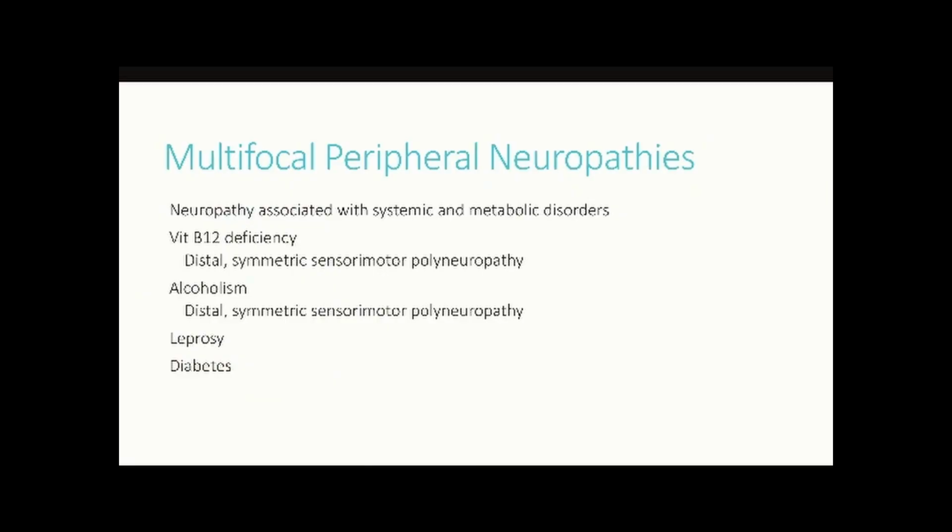Multifocal peripheral neuropathies. These are affecting multiple peripheral nerves, not just one. These are usually your systemic and your metabolic problems. B12, we talked about that before. Alcoholism, leprosy, and diabetes. So these are 4 things that cause multifocal peripheral neuropathy.